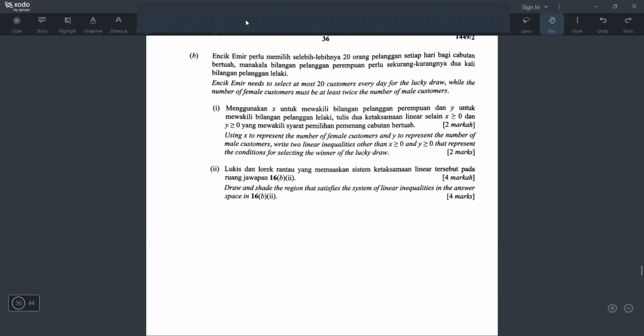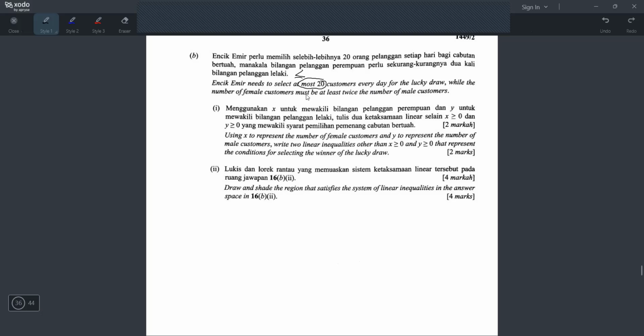Let's continue. Okay, the B question says Encik Emir needs to select at most 20. Whenever you see the words "at most", it means smaller than or equal to. At most means lebih-lebihnya, it means maximum 20. Tak boleh lebih 20. So it has to be kurang ataupun sama dengan 20. Okay, needs to select at most 20 for every day for the lucky draw.